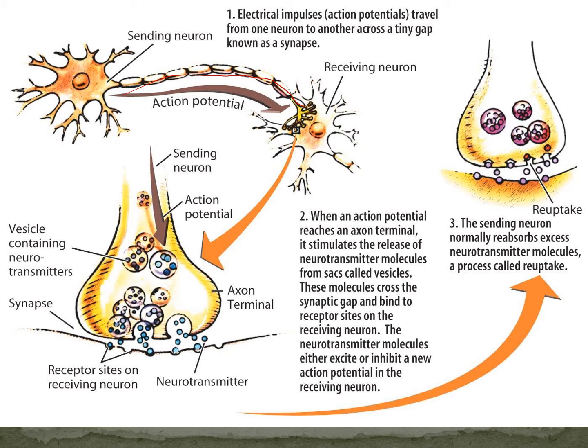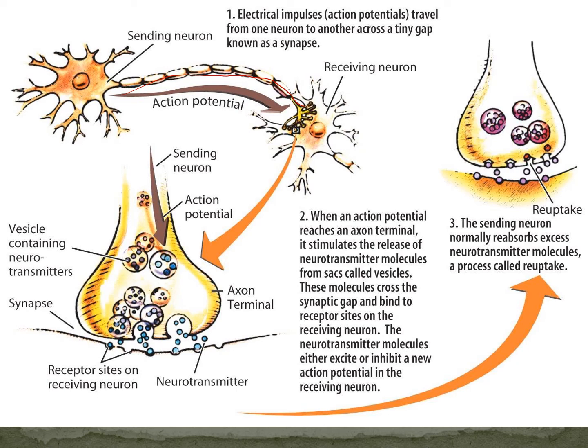When action potential reaches an axon terminal, it stimulates the release of neurotransmitter molecules from sacs called vesicles. These molecules cross the synaptic gap and bind to the receptor sites on the receiving neuron. The neurotransmitter molecules either excite or inhibit a new action potential in the receiving neuron. We'll talk about that in the next set of notes, because it can either excite it and make the neuron fire, or inhibit it and prevent it from firing.